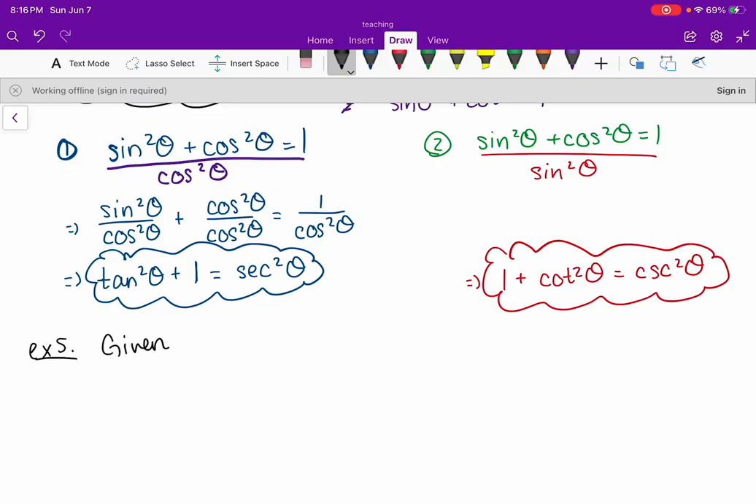So our next little example is given tangent theta equals 12 over 5. Find secant theta using identities.